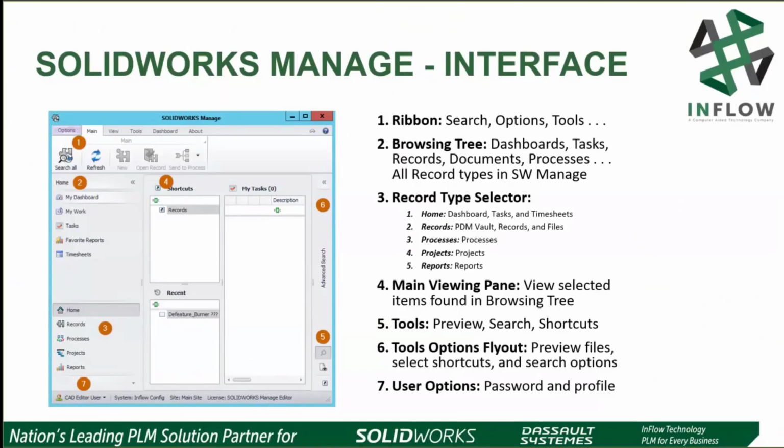We have the navigation pane on this side, which now we're calling the browsing tree. We have a record type selector down at the bottom that we can go through and actually select different items like our home, tasks, and timesheets, different things that we're doing there. At the top, we have this ribbon bar that's very similar to what we're doing inside of Outlook or inside of SolidWorks.